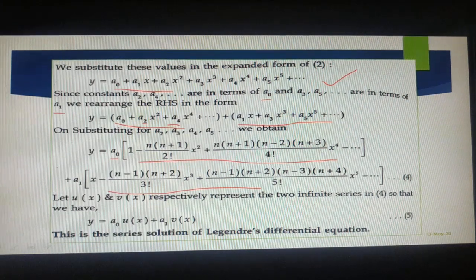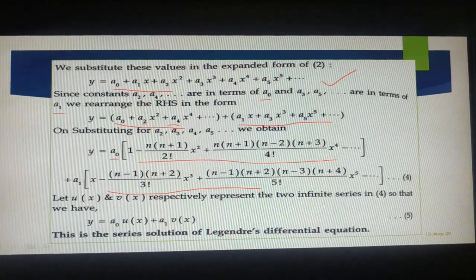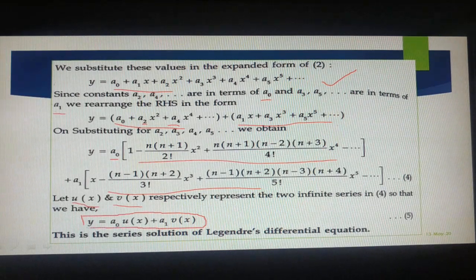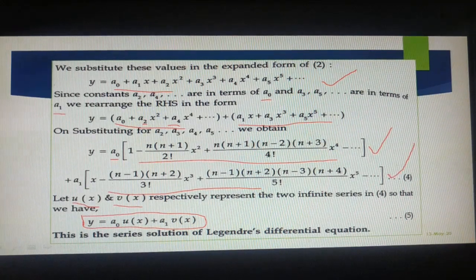So this whole series looks complicated for you. Anyway, instead of writing the whole series, I am simply representing u of x as one series and v of x as another infinite series, so that your y value, your differential equation solution, as you know, with the two arbitrary constants c1 y1 plus c2 y2, is a0 u of x plus a1 v of x. So u of x and v of x represent this series and this series respectively.